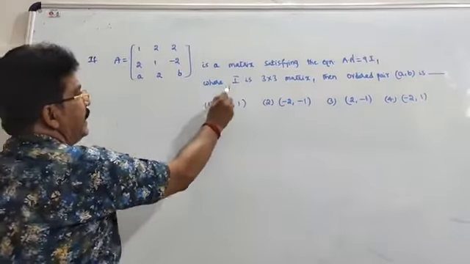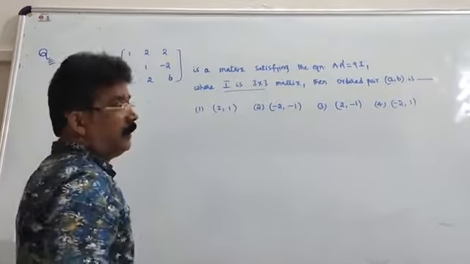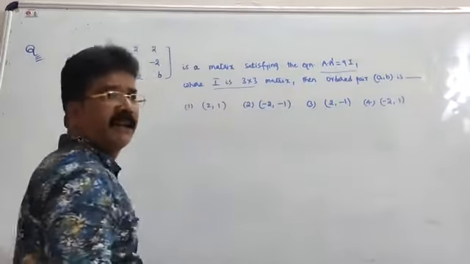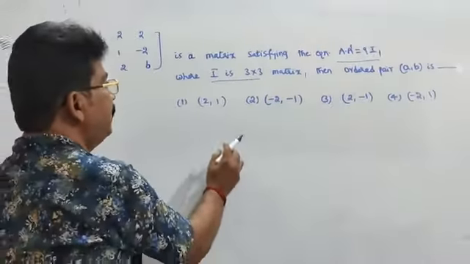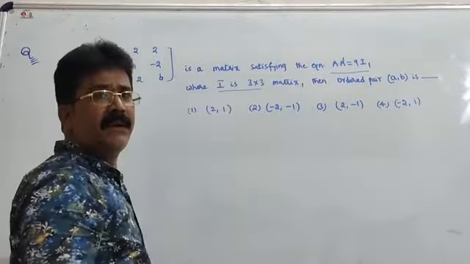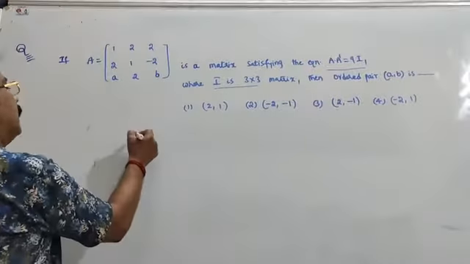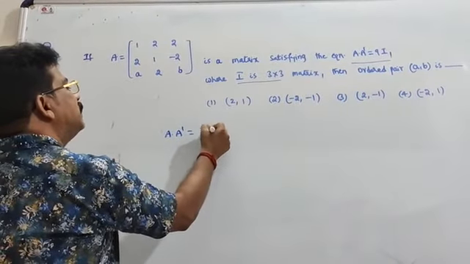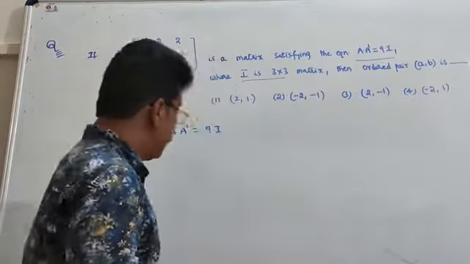Matrix I is a 3 by 3 matrix. The given condition is A times A transpose equals 9I. Then find the values of a, b. Okay, the given condition is A into A transpose equals 9I.